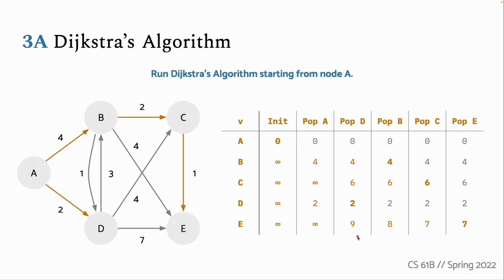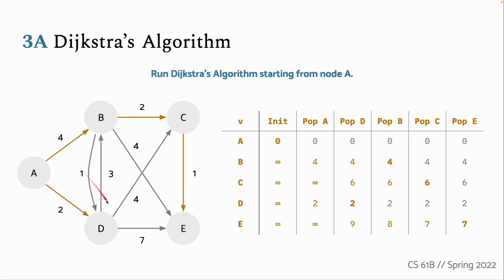Next, we pop the next smallest item, which is going to be B. So we pop B, locking it in place, and we update both of its children. Now, the distance to C going through B is the same as going through D, so this distance doesn't actually change. But the distance to get to E does change, right? Because before it was 9, but if you go through B, it's only 8. So we update this value before we pop C and lock that in place. And again, we make sure that there are no better values for its children, but there is. So C gets updated right here.